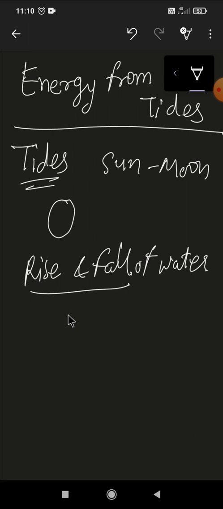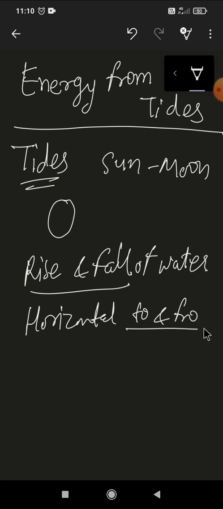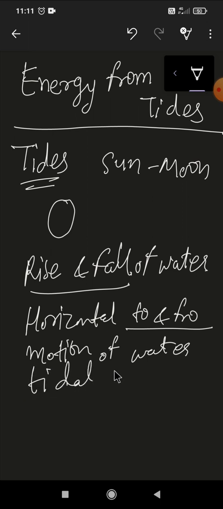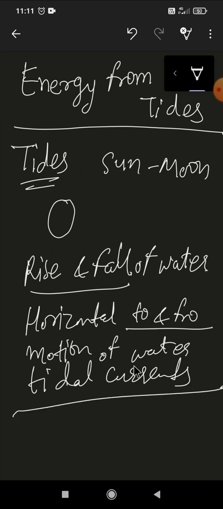The tidal rise and fall of water is accompanied by periodic horizontal to and fro motion of water, meaning forward and backward, called tidal currents. So due to this rise and fall, there is a to and fro motion, that is tidal current.